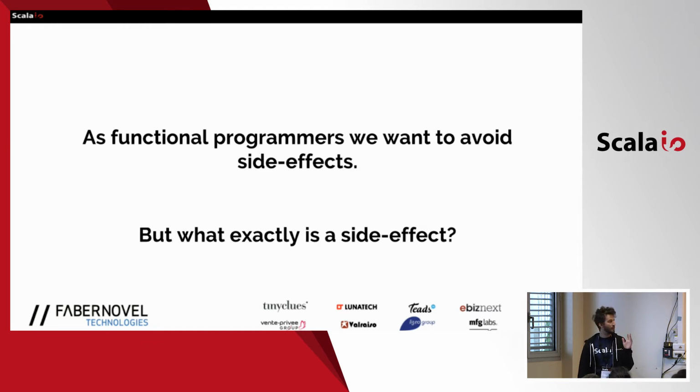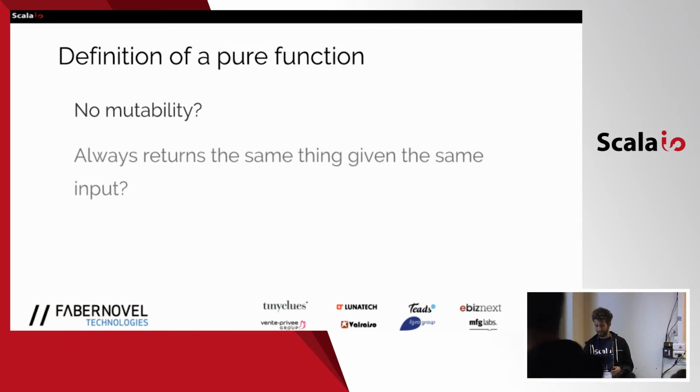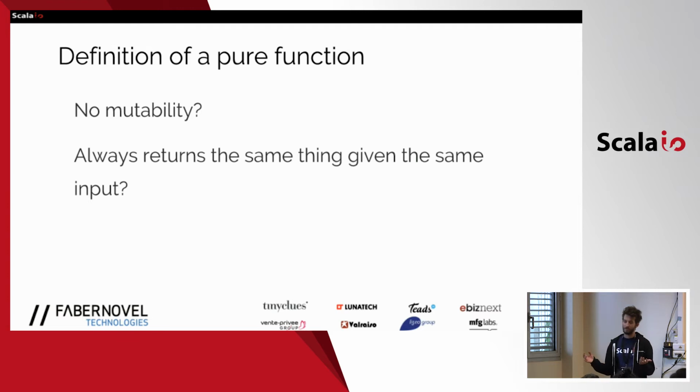Some of the common things I hear when I ask these questions to colleagues, for example, is that a side effect is something like when you mutate something, or it might be that a function has no side effects if it always returns the same thing given the exact same input. And these are pretty good definitions, but they're not complete, right? There's a lot of other things that can go on. And I'm going to show you this right now.